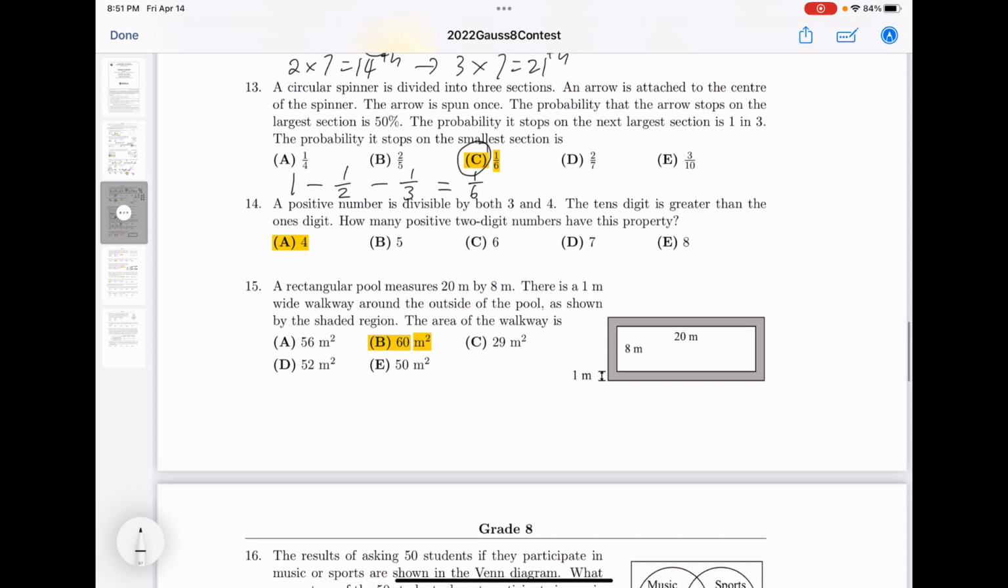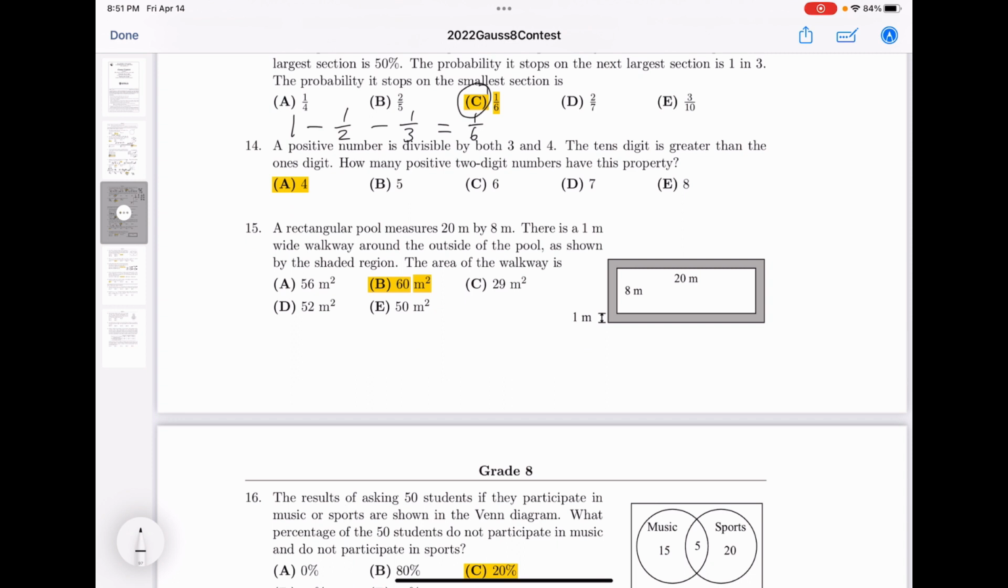Try C. 14. A positive number is divided by 3 and 4. The tens digit is greater than the ones digit. How many positive two-digit numbers have this property?